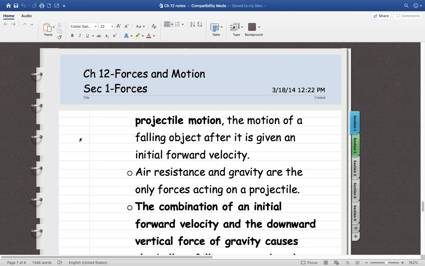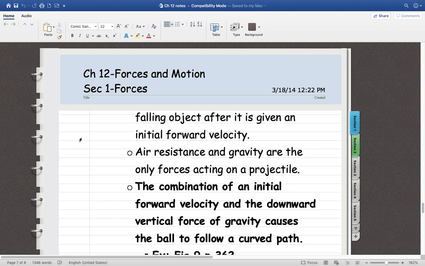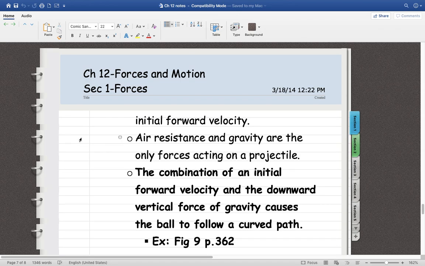Air resistance and gravity are the only forces acting on a projectile, okay? There's a picture in your book that's going to show you this, okay? The combination of an initial forward velocity and the downward vertical force of gravity causes the ball to follow a curved path. So this is on page 362. It's on figure 9. This is going to show you that curved path, okay?